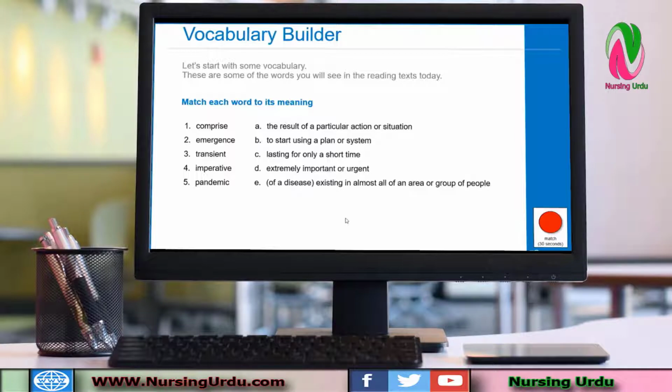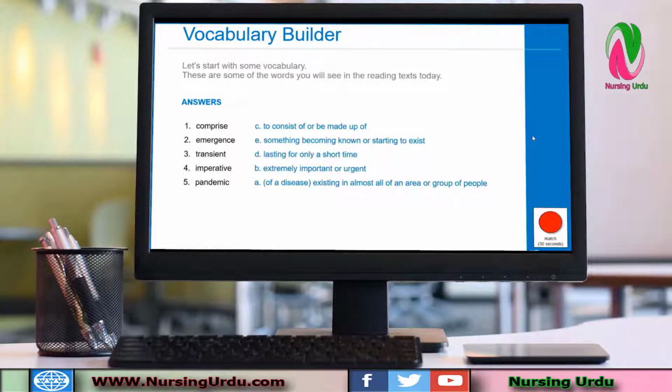So let me just put the correct answers up on the screen so that you can check your answers alongside what I'm putting here. Number 1, comprise is a verb: to consist of or be made up of. Emergence, something becoming known or starting to exist. Transient, lasting for only a short time. And imperative, extremely important or urgent. And pandemic, of a disease existing in almost all of an area or group of people.